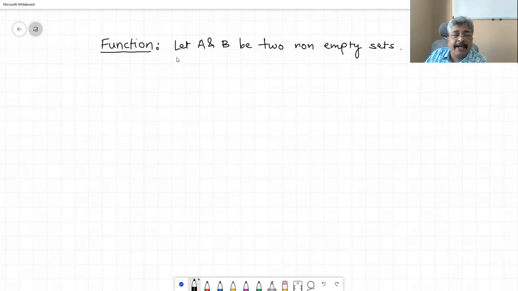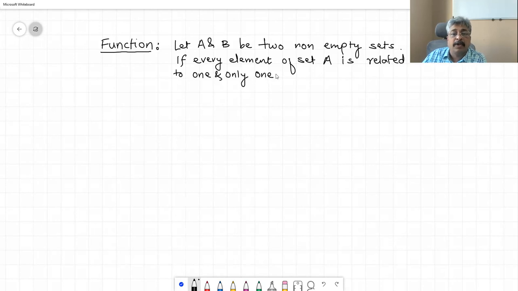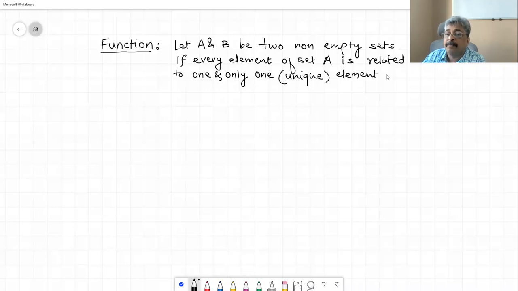If every element of set A is related to one and only one, we can use the word unique, element of set B, then such a relation is called a function.